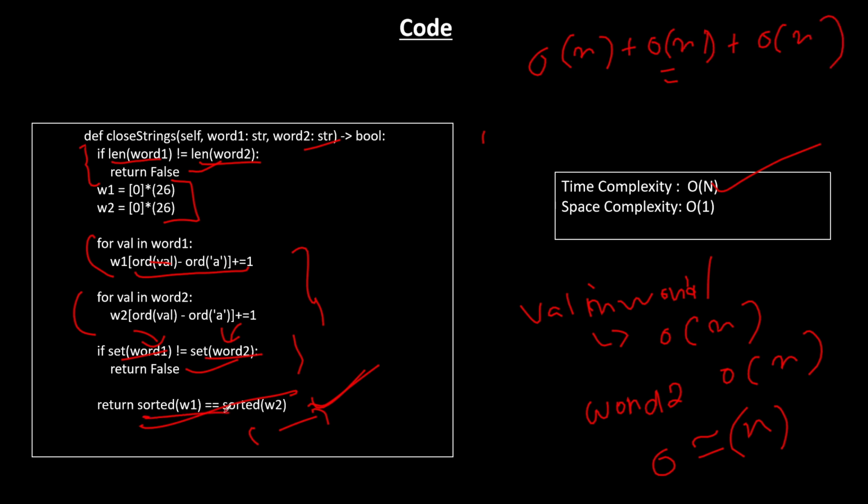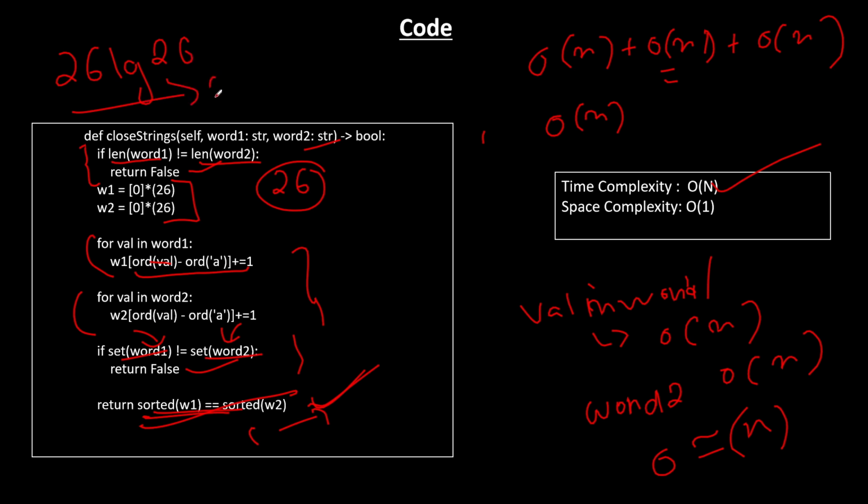Then sorting takes O of n, not O of n square, not n log n, because we know the size of the frequency array is 26 only. Now 26 log 26 gives a constant value, always, which is nearly 36 point something. So this is a constant value, right? That's why we take it as O of n, not n log n, since the size is only 26.